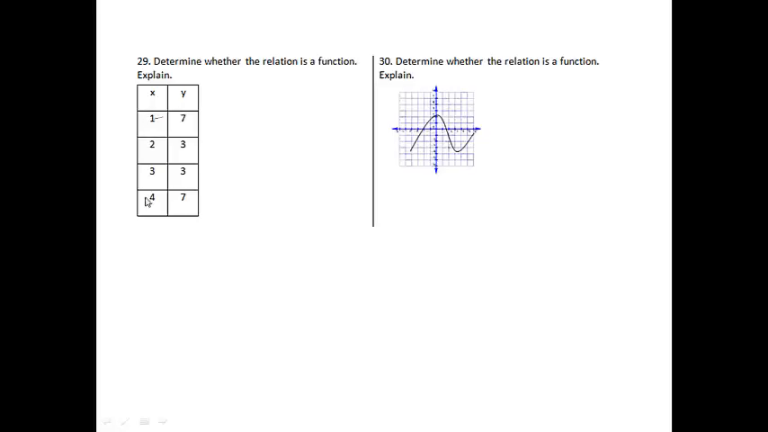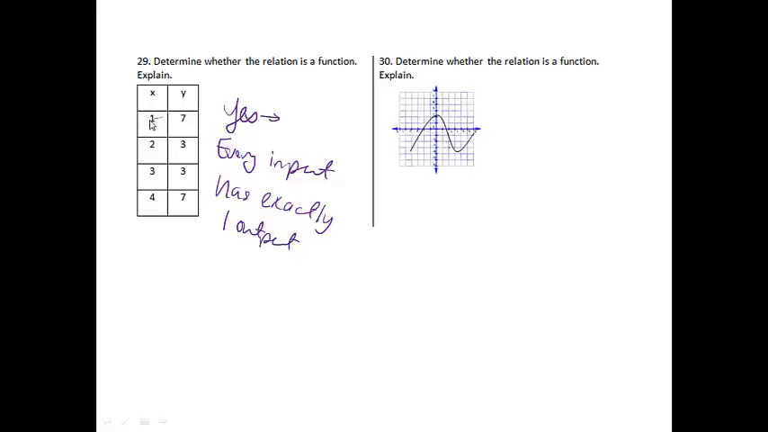I don't see any inputs that have been repeated. So this will be a function, and I can say every input has exactly one output, and it is okay that 1 and 4 share the same output. That would be like the dollar menu.